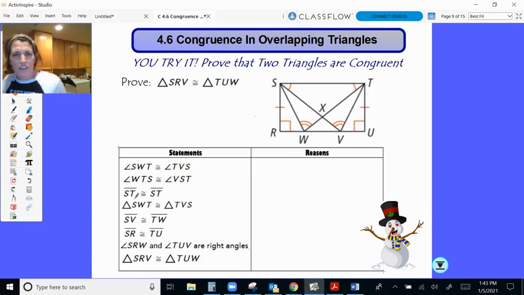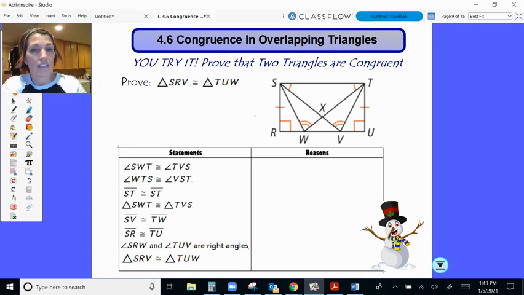This is kind of tricky. So first of all, we want to look at these triangles here that we want to show. SRV, this triangle right here, is congruent to TUW. Now this is tricky because we can't really prove those triangles are congruent without proving some other stuff is congruent, okay?